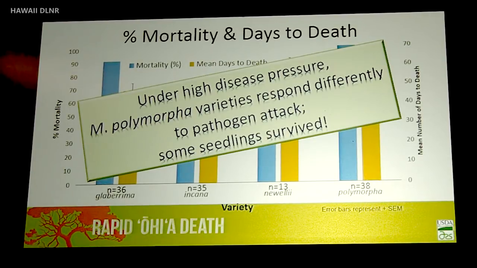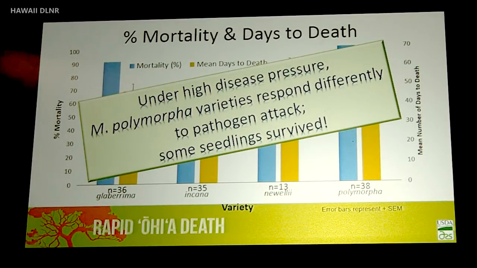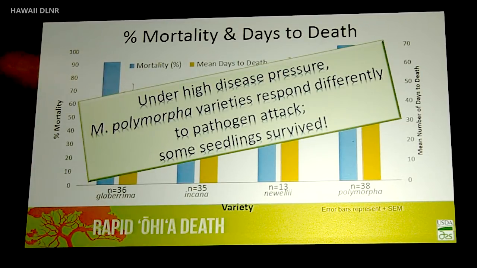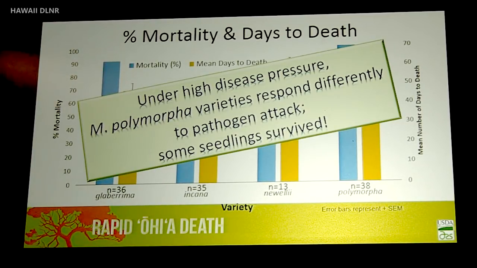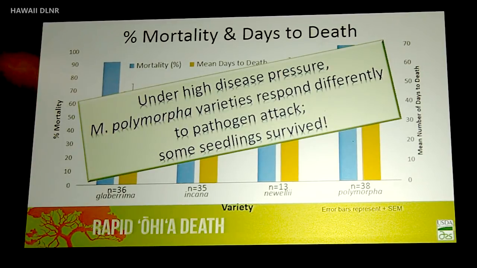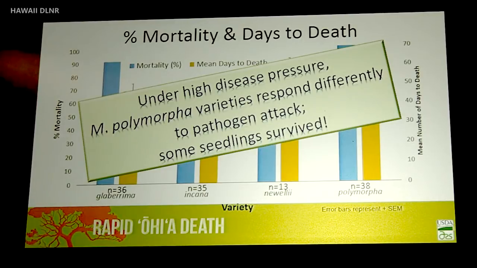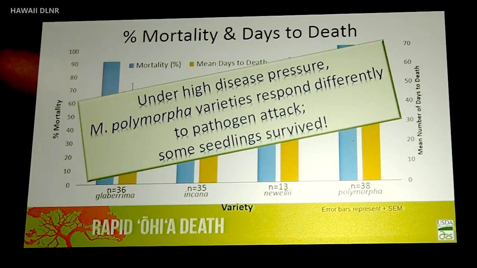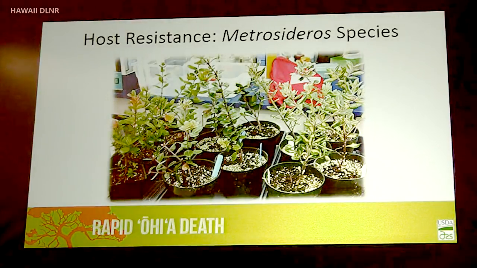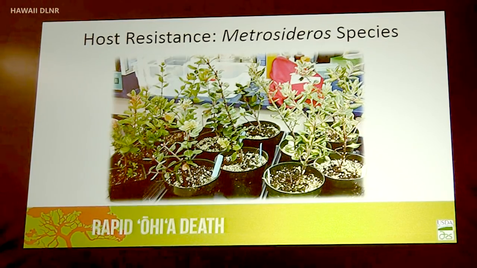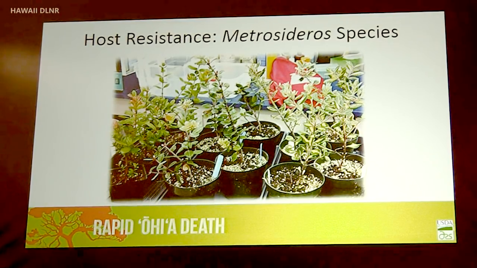it was good news. Under high disease pressure, first of all, the varieties responded differently, okay, to the fungal attack. And actually, some seedlings have survived. And we're talking almost a year. We're letting them, you know, we didn't kill them. We want to see what's going to happen. Okay? So not only do we work with the varieties on Hawaii Island, but we're looking at the species that exist in the state and also throughout the Pacific region.